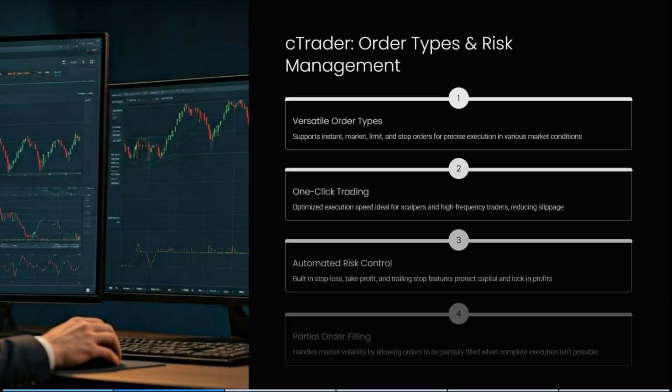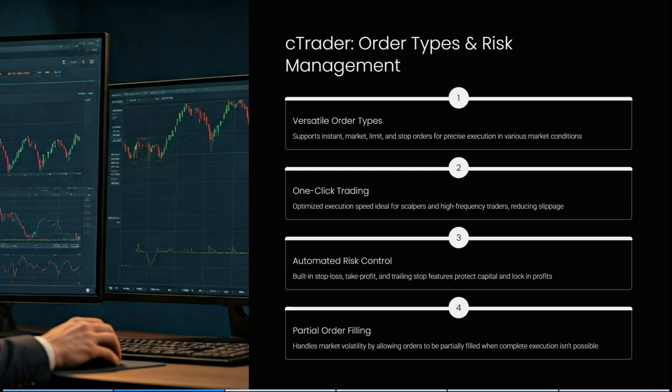They also have different order types and risk management, so it supports instant market, limit and stop orders for precise execution in various market conditions. It is also optimized for execution speeds that are ideal for scalpers and high frequency traders. This, of course, reduces slippage, and it has a built-in stop loss, take profit and a trailing stop feature which protects your capital and locks in your profits. You can handle market volatility by allowing orders to be partially filled when completed and when execution is impossible.